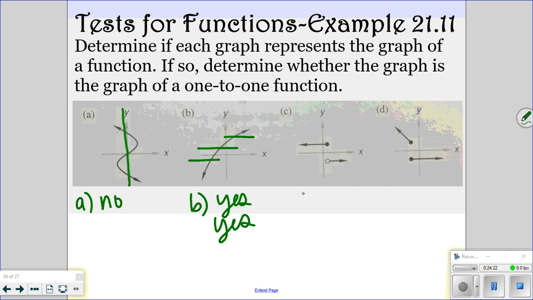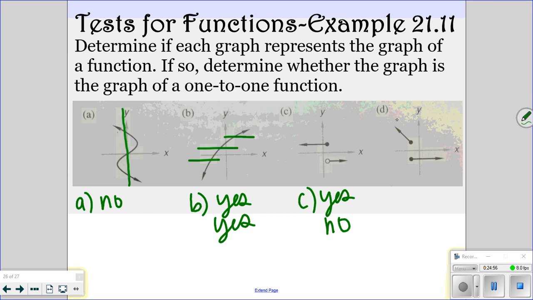Looking at this next one. Is it a function? Well, it passes the vertical line test. So yes, it is a function. Now let's look at the horizontal line test. If I draw a horizontal line here, how many places does it touch that graph? At all of them, basically, because infinitely many places, it's right on top of it. So this is not a one-to-one function because it does not pass the horizontal line test.